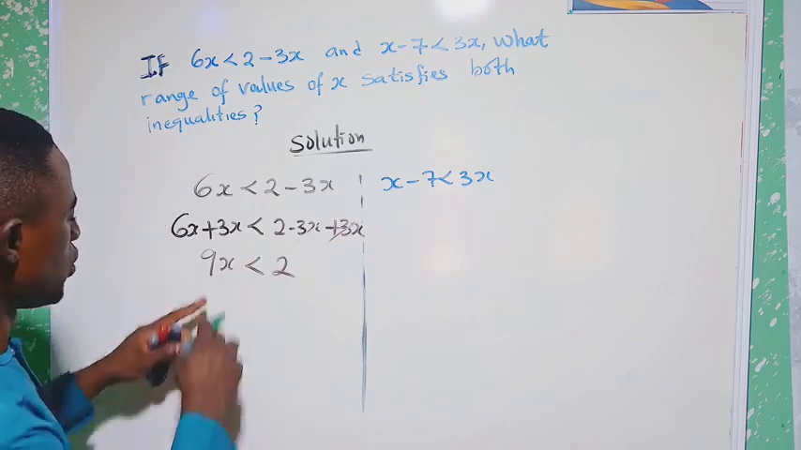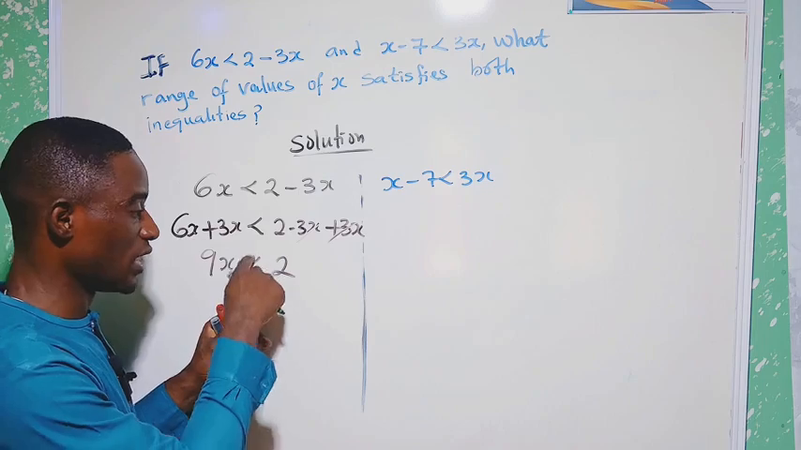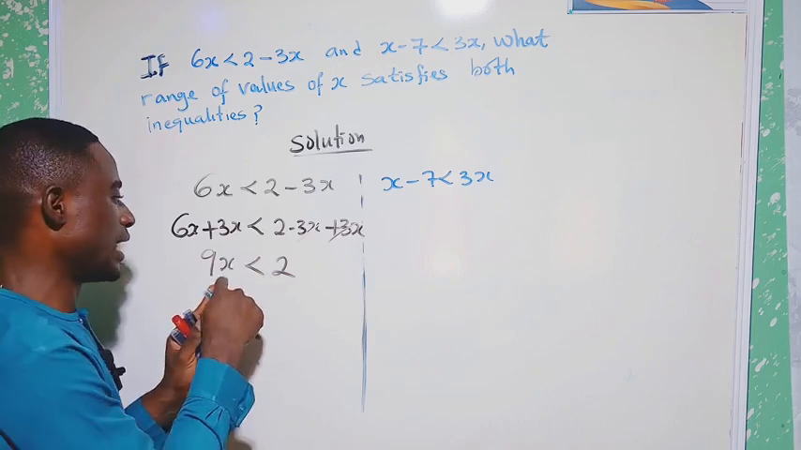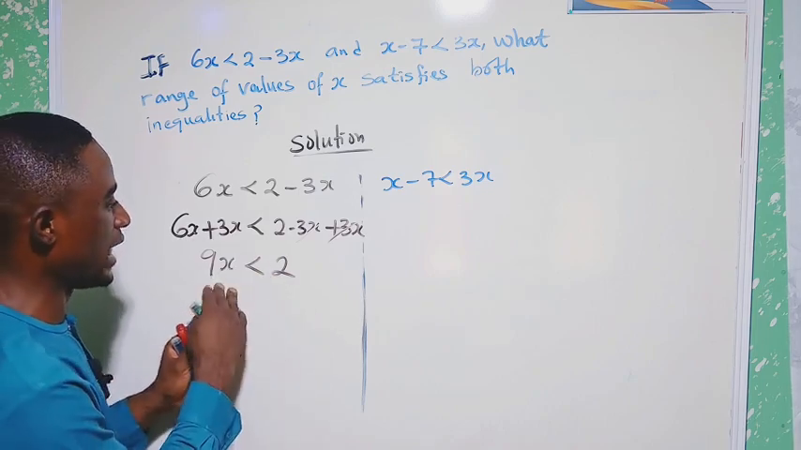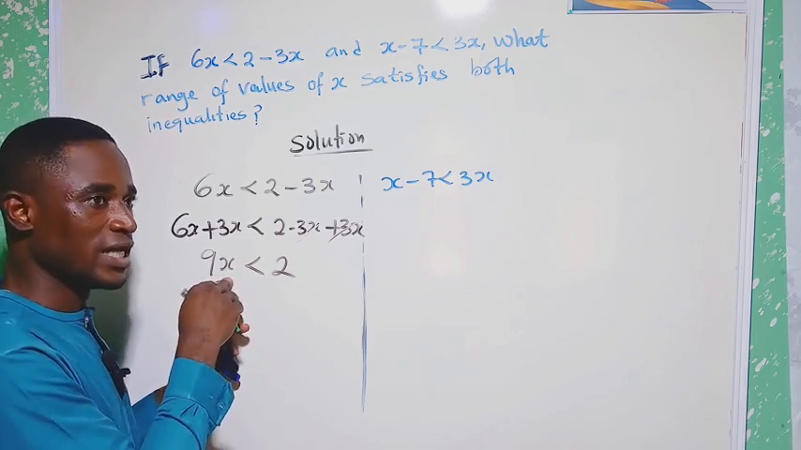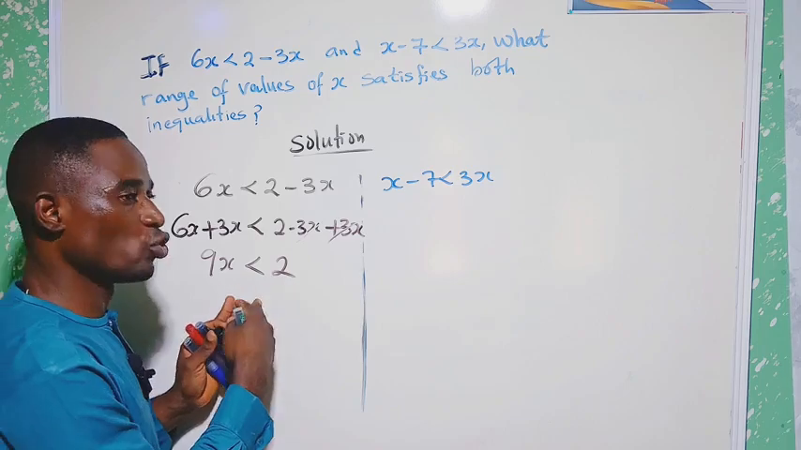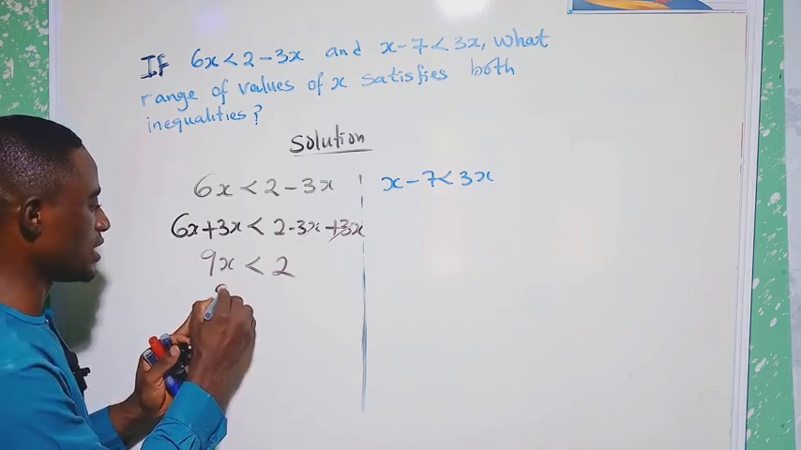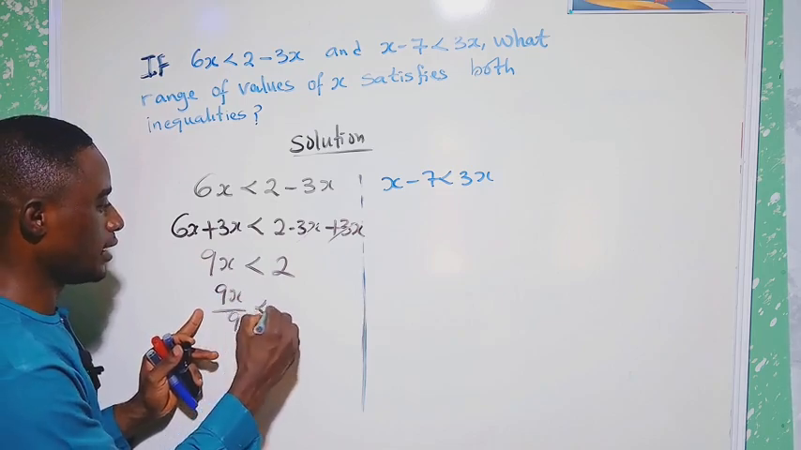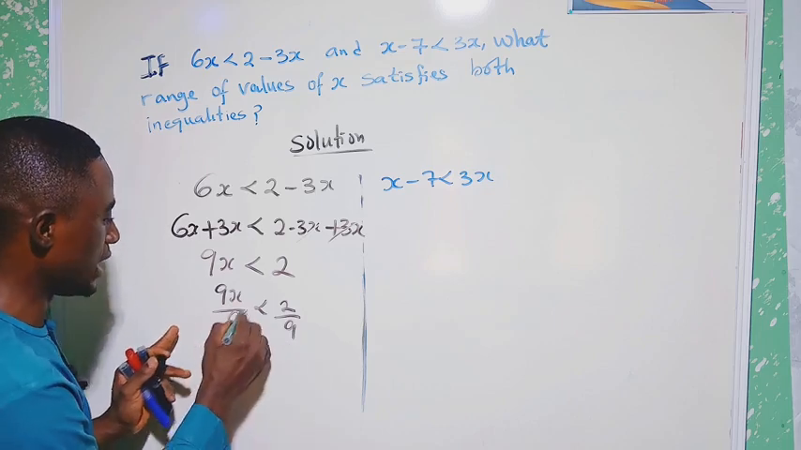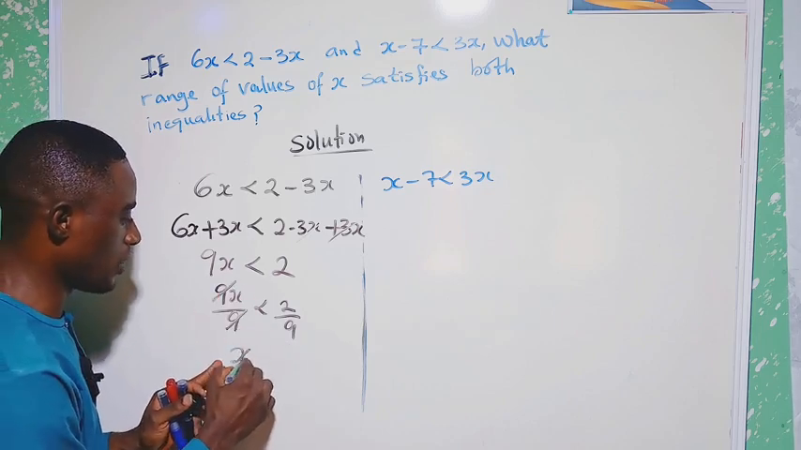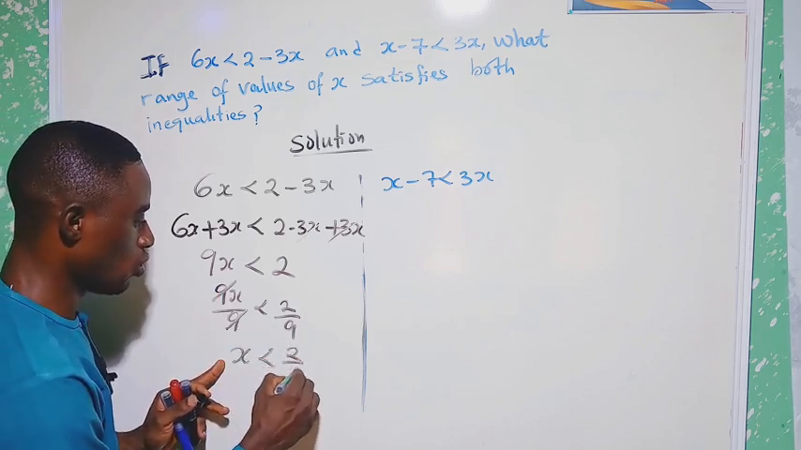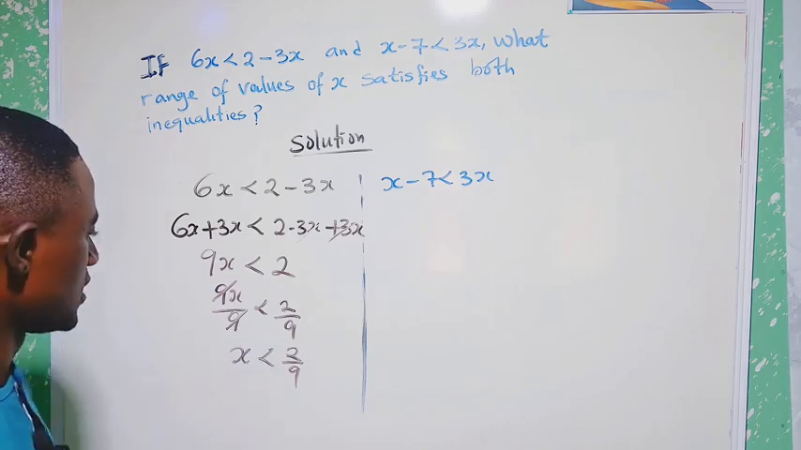If you look at this, I said we should treat it as if we are dealing with equals, so something like 9x equals 2. When you have 9x equals 2 and you are looking for x, we divide through by the coefficient of x, which is 9. So 9x over 9 less than 2 over 9, and the 9 cancels the 9. Our x is less than 2 over 9.